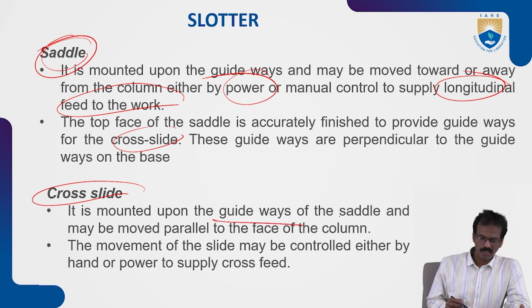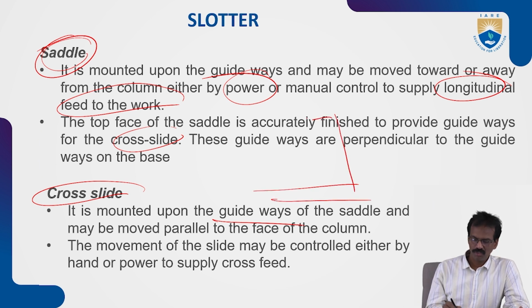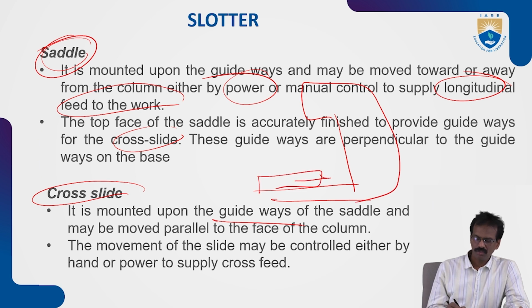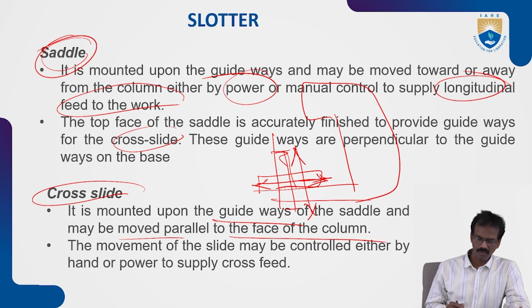The cross slide is mounted upon the guideways of the saddle and may be moved parallel to the face of the column. Okay, so you know that. This is the base, and this one is the column. The saddle moves longitudinally. This is the cross slide, which moves vertically in cross movement. This face is parallel, just like a column. It moves parallel to the face of the column.